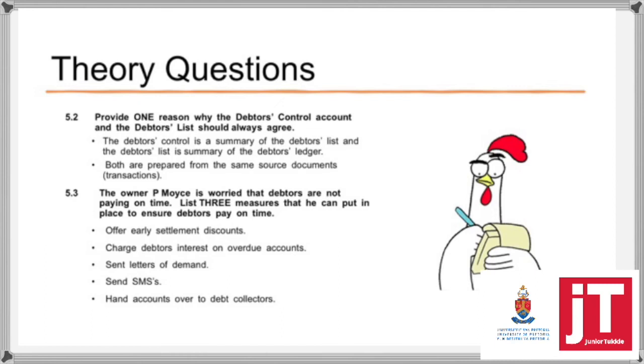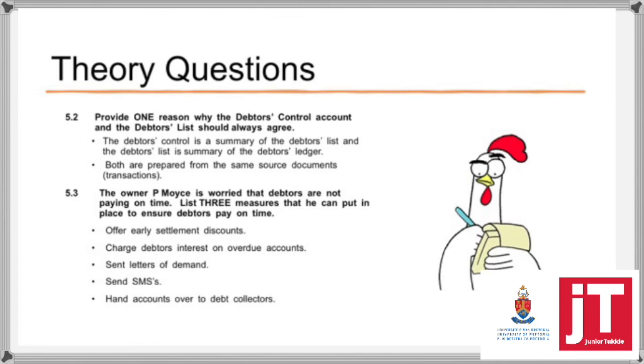Number 2, charge debtors interest on overdue accounts. So that's now a negative, a deterrent. So if you're going to run over, I'm going to charge you extra money at an interest rate per month. Then practical things like send letters of demand. So in other words, if they're very, very late, then you send letters of demand via a debt collector or an attorney. But more friendly, send an SMS reminder or send another email reminder. And then finally, if it really does get to that, hand the accounts over to a debt collector to legally get the money back from them.